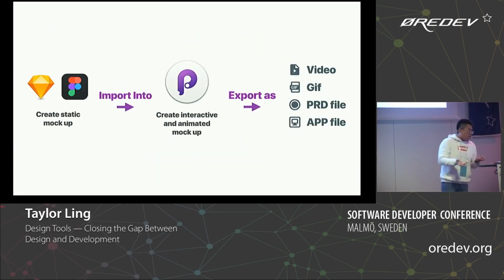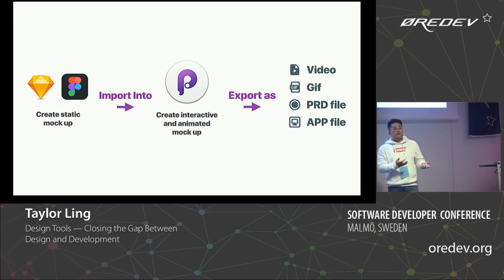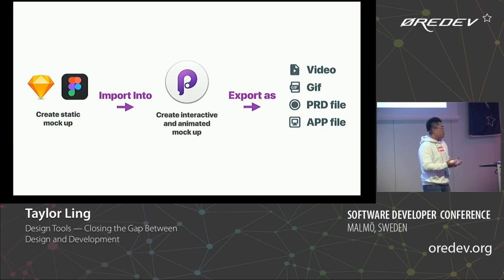So what happens if you use Principle? For designers, of course, they first create the static mockup, and then they can import it into Principle and create an interactive and animated mockup. And they can export it in different formats or kinds of demos, for example, as a video, a GIF file, or their own PRD file where you can play it on your phone.